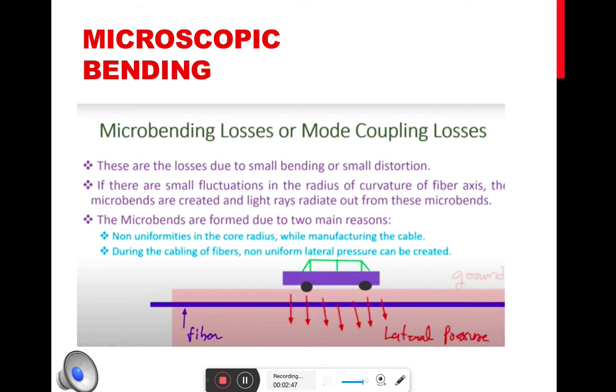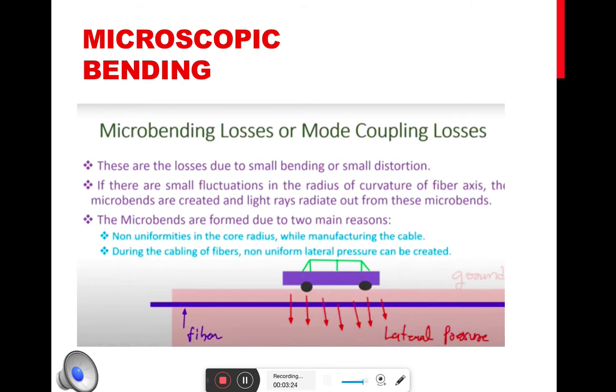The next type of bending loss is called microscopic bending. Microscopic bending losses are those due to small bending or small distortions in the optical fiber. When there is a small bending, that is, the radius of bending is less than the radius of the core of the optical fiber, such bending is called micro bending. These micro bendings can cause small fluctuations in the radius of curvature of the fiber axis, so that micro bends are created, and due to these micro bends a small amount of light is radiated out and there is a loss.